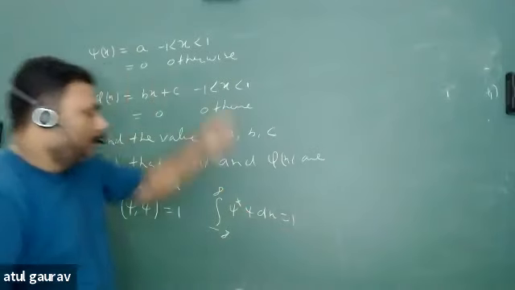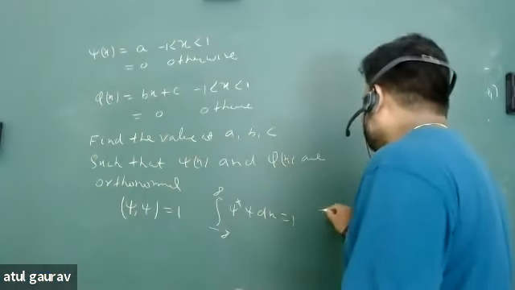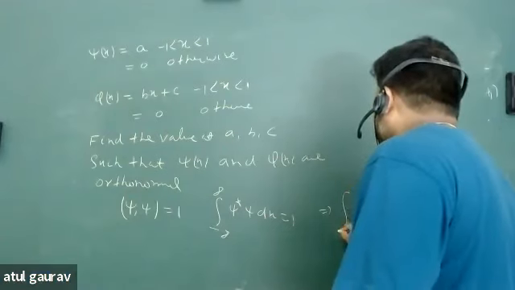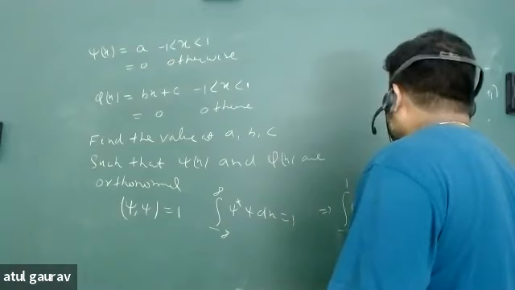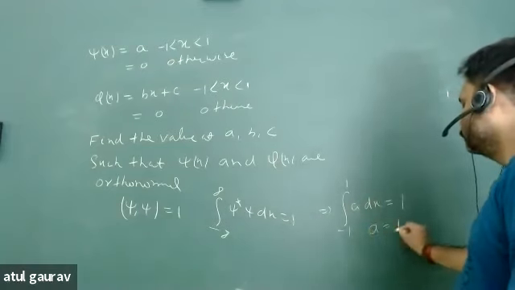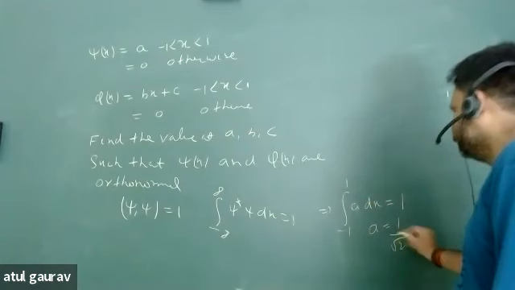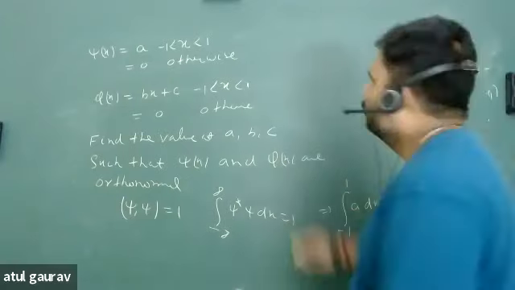But if you take the integration, then what you will get? This is equivalent to the integral from minus 1 to 1 of a squared dx is equal to 1. So you can just use this, and we get a is equal to 1 by root 2.